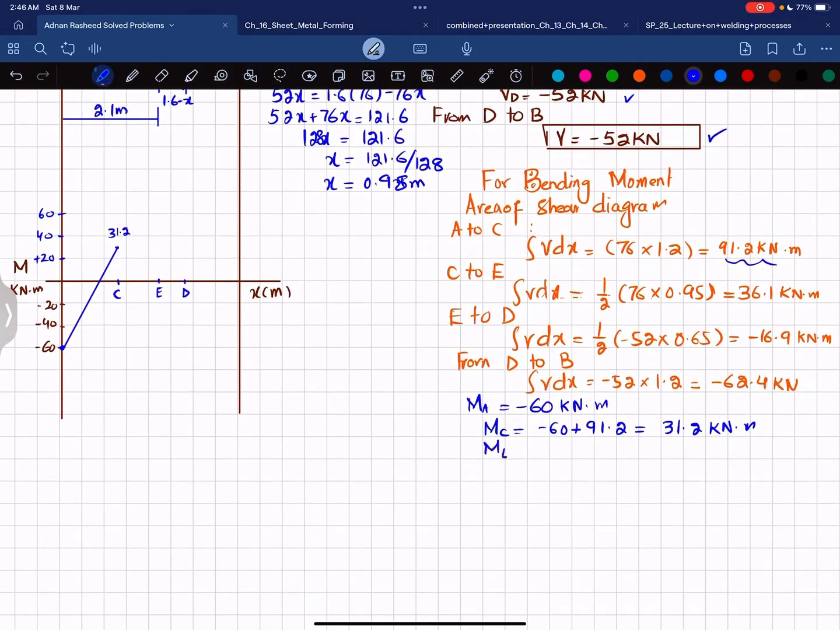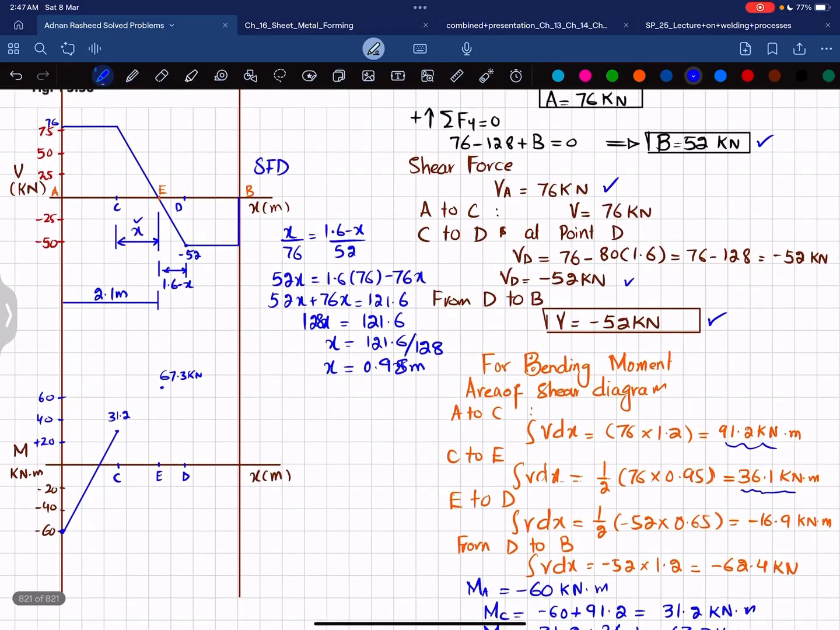Now the moment at point E is equal to the moment at point C, which is 31.2, plus the area under the shear force diagram for C to E, which is 36.1, and both of these will give you 67.3 kilonewton meter. So at point E this will be 67.3, somewhere here, approximately. You can see that the shear force is a 1 degree line and the slope is decreasing, so the bending moment will be a 2nd degree curve. It will be like this, in the clockwise direction.